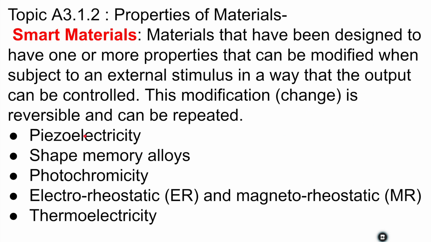So first of all, a smart material is a material that has been designed to have more than one property that can be modified when subject to an external stimulus in a way that the output can be controlled. This modification change is reversible and can be repeated. And there's several that we need to talk about. We need to talk about piezoelectricity, shape memory alloy, photochromicity, electrorheostatic and magnetorheostatic, and thermoelectricity.